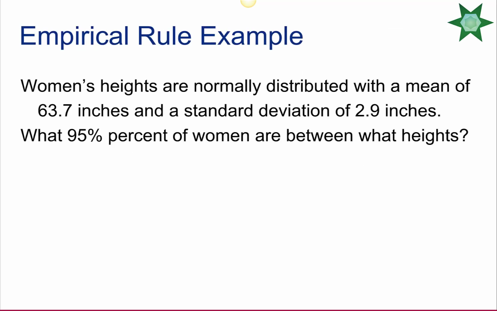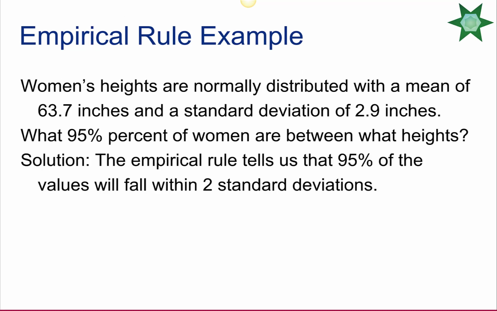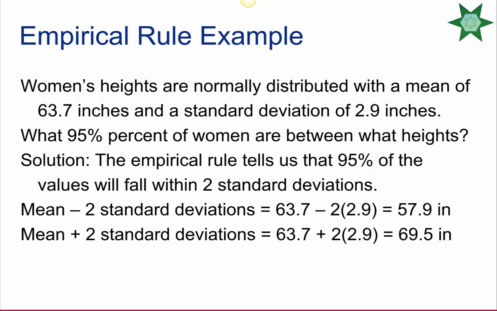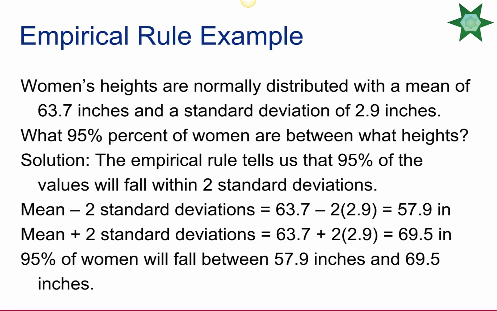Same example, what 95% of the women would be between what 2 heights? So the empirical rule tells us 95% of the values will fall within 2 standard deviations. So we're going to take the mean for the women, 63.7, subtract 2 standard deviations, we get 57.9 inches, and then we're going to add 2 standard deviations to the mean, and we get 69.5. So 95% of women should fall between 57.9 inches and 69.5 inches tall.